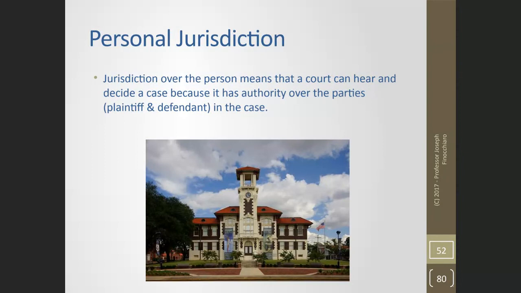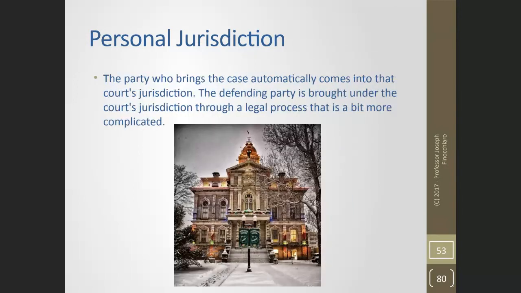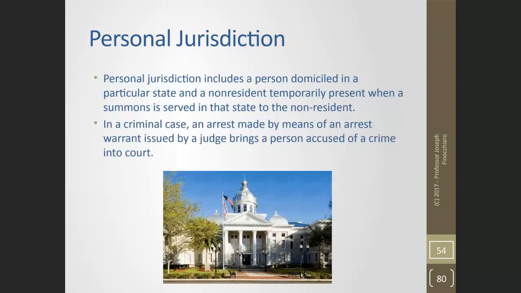Jurisdiction over the person means that a court can hear and decide a case because it has authority over the parties, the plaintiff and defendant, in a case. The party who brings the case automatically comes into that court's jurisdiction. The defending party is brought under the court's jurisdiction through a legal process that is a bit more complicated.